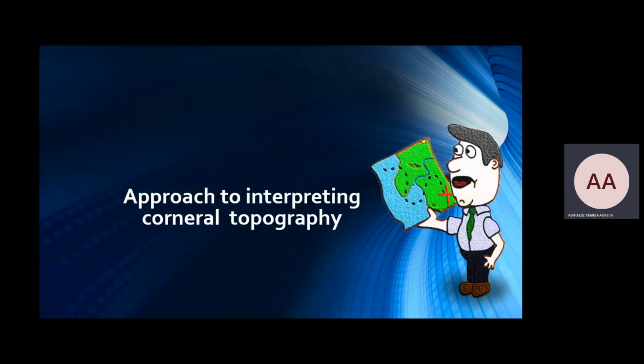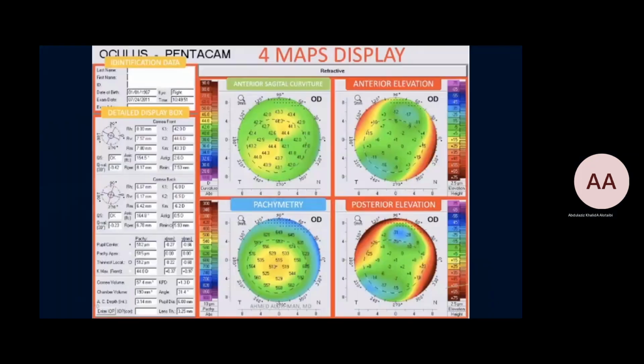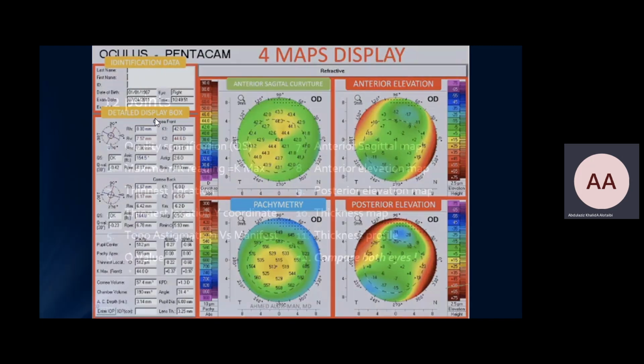Now, the best way to interpret corneal topography is to develop a systematic approach, not to be lost in all these colors and numbers. We'll be discussing the Pentacam, which we have here. This is the format display. Always start with the identification data: the patient's name, ID, date of examination, and the eye to be examined. Then we'll move to the 12 points to be examined.